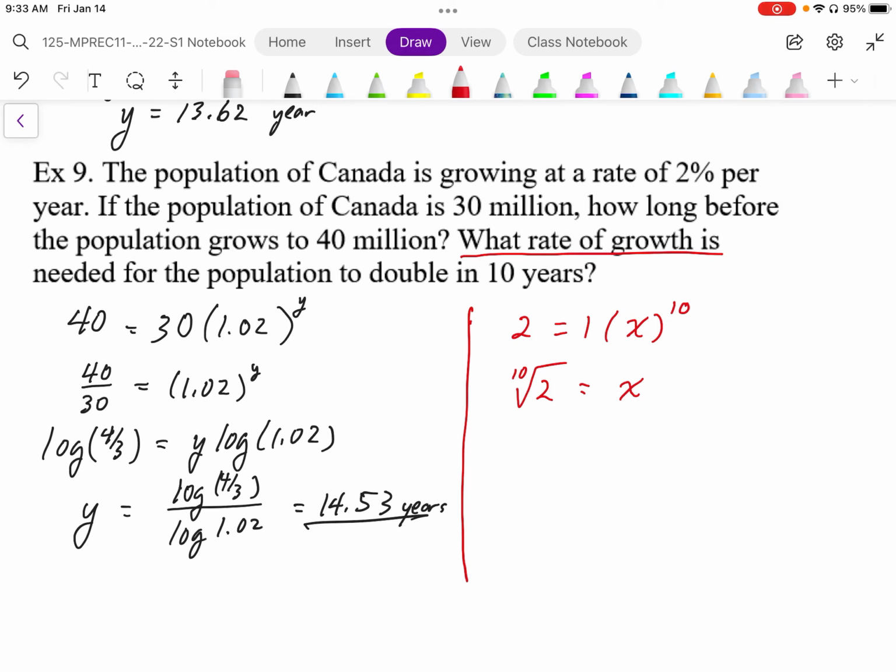So if I do the 10th root of 2, I end up with 1.0717, so I'm going to round that. So x is equal to 1.0717, so 0.072, and that represents the rate that we need, which is going to be 7.2%, and that's an annual growth rate, so 7.2% per year.